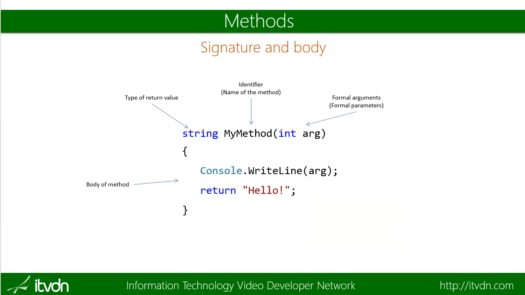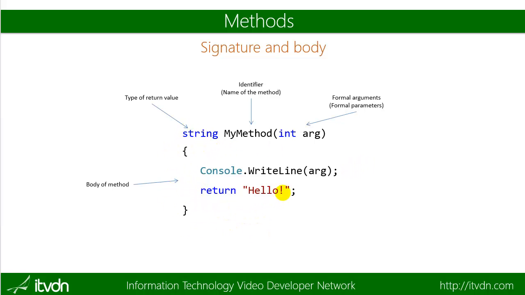Let's move on to the next slide and quickly review how to create a method: signature and body. Here we have the signature. Here we have the body. Okay? The signature consists of the type of return value, in this case string, the identifier or the name of the method, MyMethod in this case, and then a formal argument. This is called a formal argument because we have factual arguments and we have formal arguments. This is a formal argument. I will show you factual arguments in our practical part. Now, and this is the body of the method.